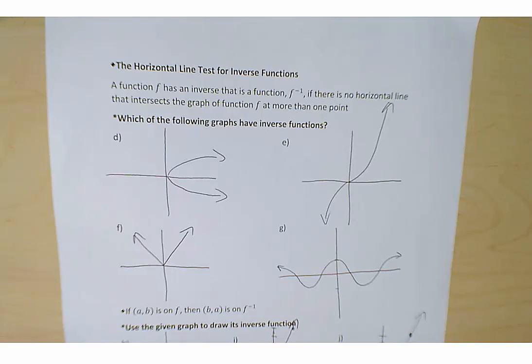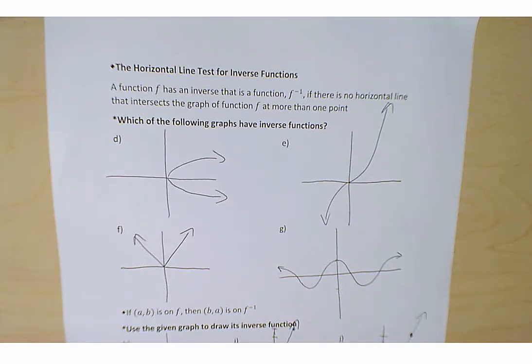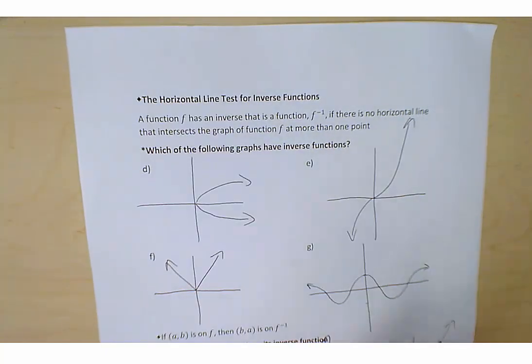Here we are talking about the horizontal line test for inverse functions, which says if we draw a horizontal line anywhere on our graph and it intersects the graph at one point and one point only, then an inverse does exist. If it intersects at more than one point, then an inverse does not exist. For the following examples, we're just going to answer the question, yes or no, does it have an inverse? So let's do the horizontal line test.